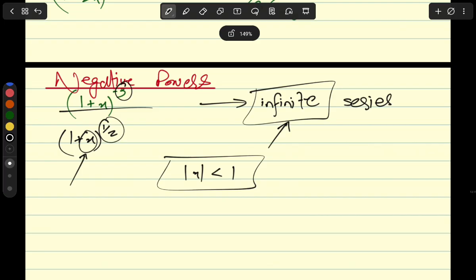Please do not memorize this separately. Remember the idea: positive integer powers, finite expansion. Everything else, infinite expansion. Okay? Now let's do an example.